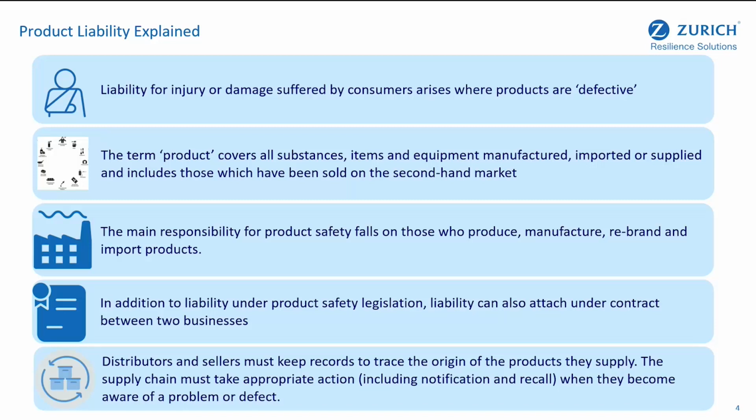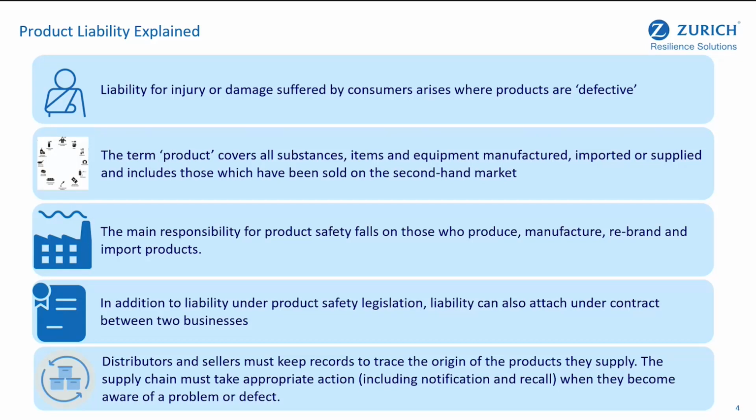So duties under product safety law will apply to all products sold, leased, hired, something that's loaned as part of an agreement, or even given freely as part of a trade, and includes electronics or distance sales. Now, when we talk about responsibility for product liability, the main responsibility for product safety falls on those who produce, manufacture, or rebrand the actual product itself, and also imported products.